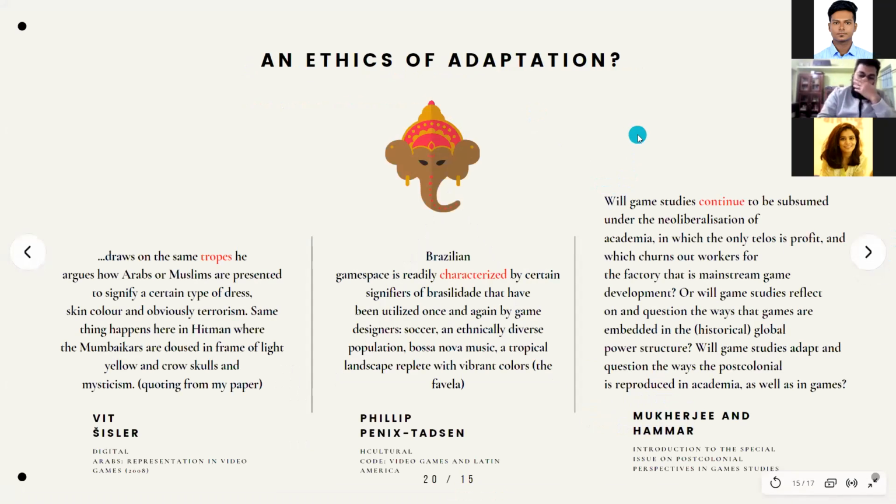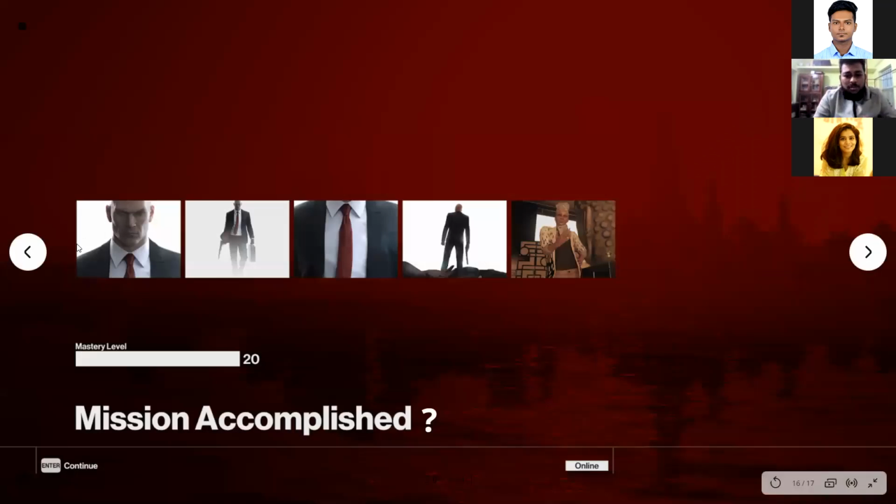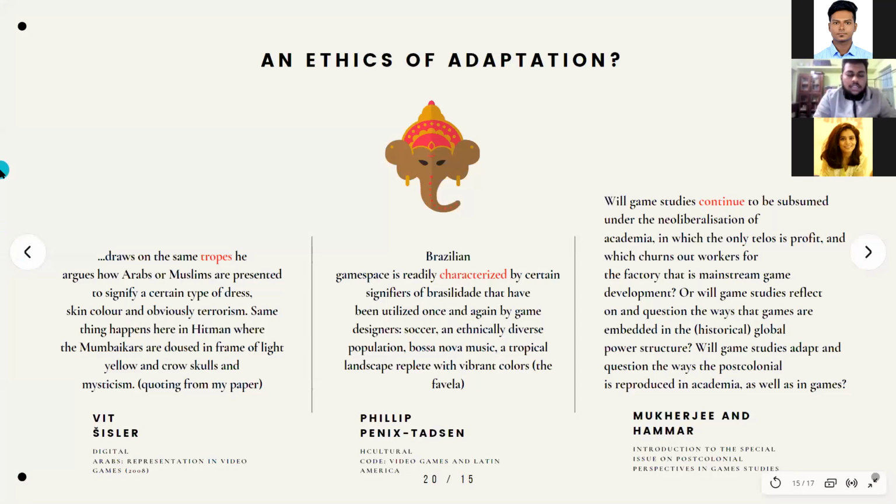Now that we talk a lot about adaptation, problems of adaptation, problems of showing a particular space, we also have to question: is there at all an ethics of adaptation? Can there be any ethics of adaptation? Is it at all possible?